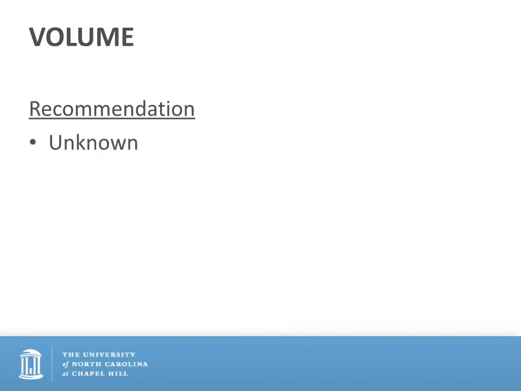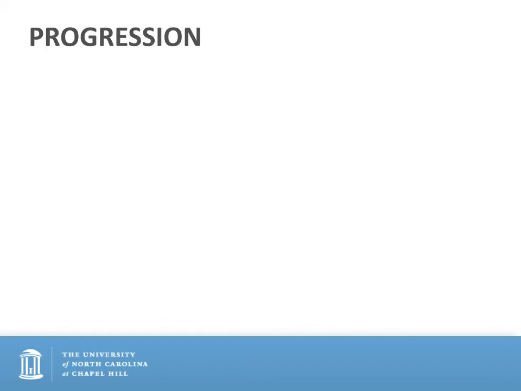Let's now move on to the next letter of the FITT-VP principle and examine the recommendations for volume of neuromotor training. The optimal volume for neuromotor training is still unknown. Finally, the last letter of the FITT-VP principle, or the progression of neuromotor training. The optimal progression of neuromotor training is still unknown.